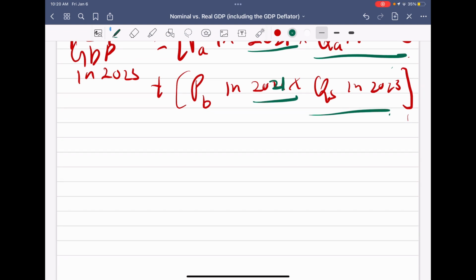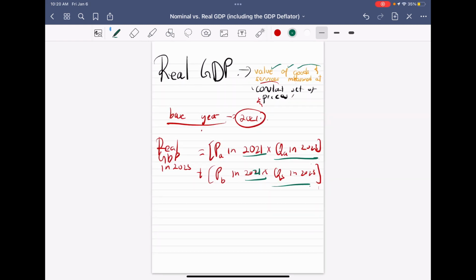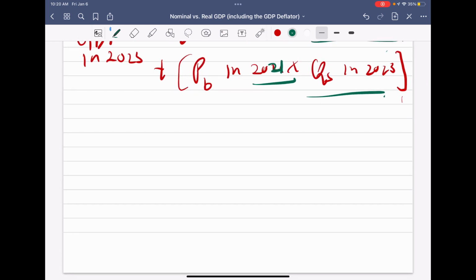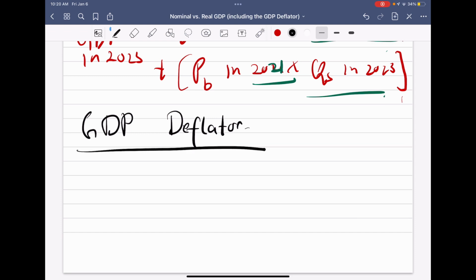So how do we measure inflation here? We know what real GDP is, we know what nominal GDP is, and there's a component that is often useful to measure inflation. It's called the GDP deflator. The GDP deflator informs us what the prices as a whole in the economy are like. So what is the rate of inflation? This is what the GDP deflator is used for. So how do we calculate it?